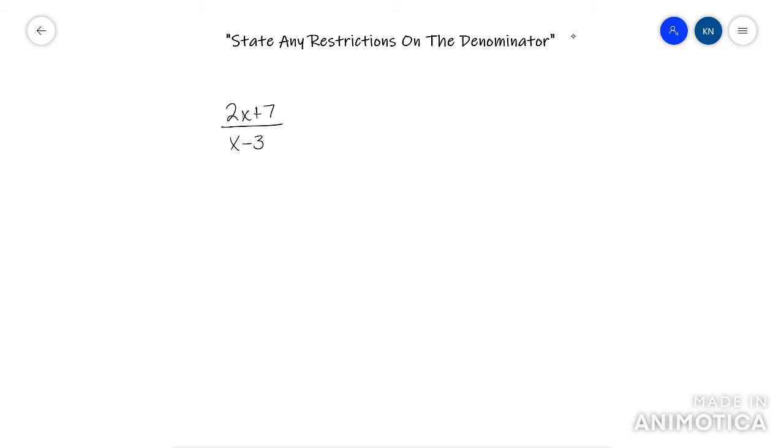Like if it was a certain number, would we get a problem? Would we have an error kind of thing? So if you look here, if X was 3, you would get 2x plus 7 over 0. That is undefined. That's where you're going to get an error. So in this scenario, X cannot be 3.